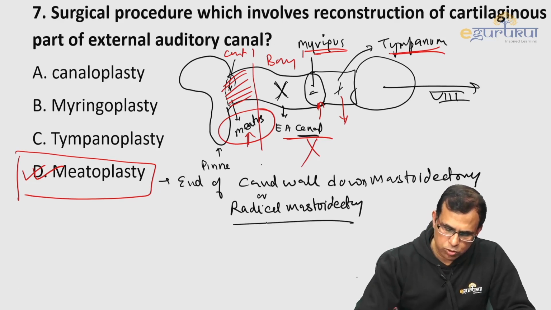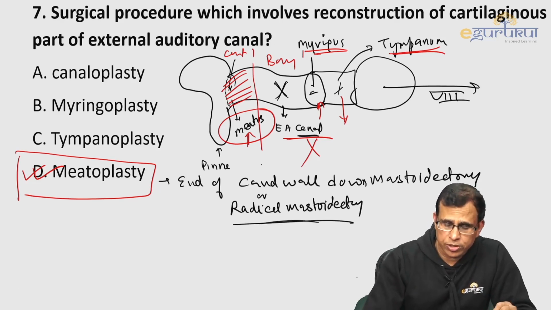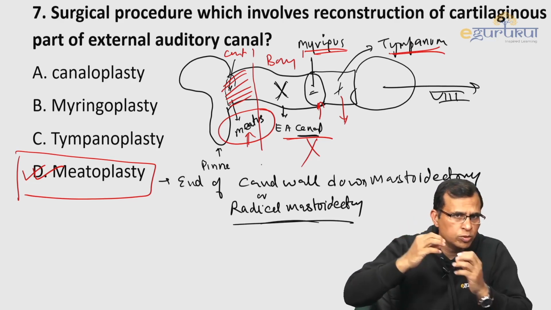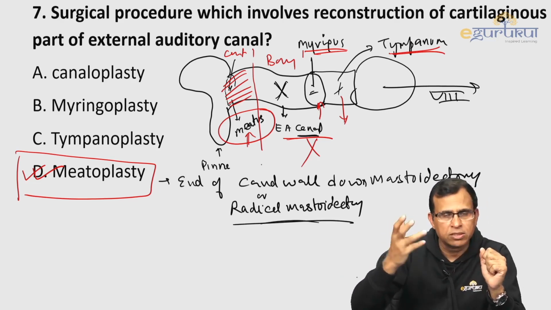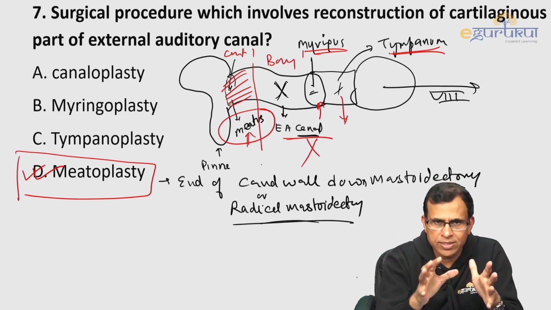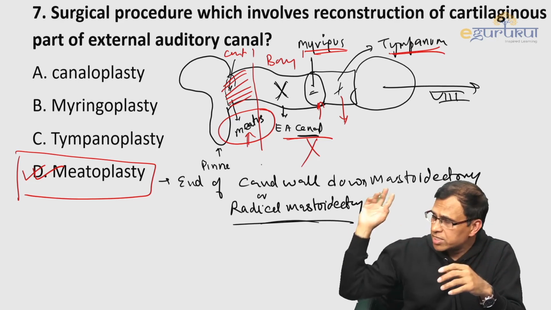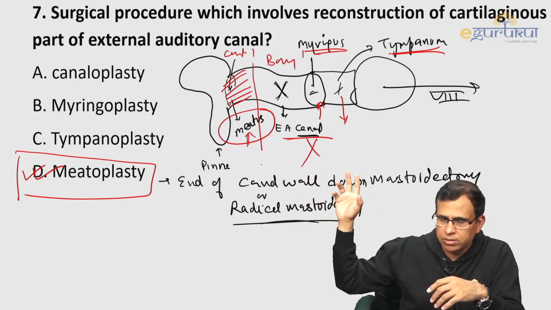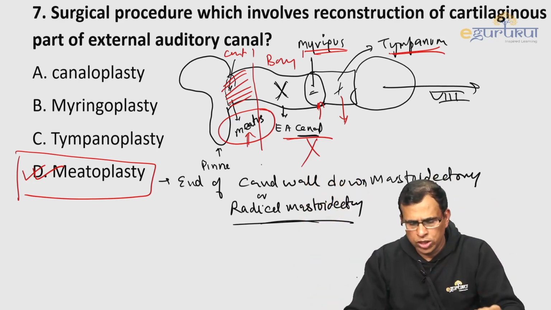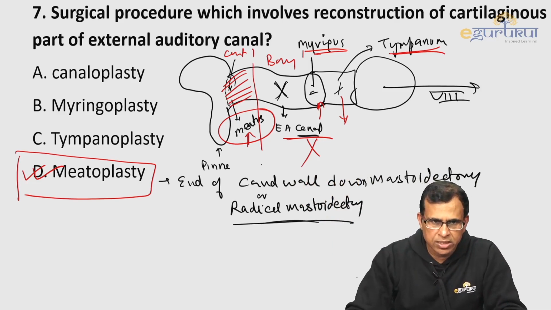So after these two surgeries, which are common surgeries, this opening of the canal has to be widened. That becomes a meatoplasty. That's why this name is important at the end of the mastoid surgery. But if you remember these terms, then it becomes very easy to know in which part of the ear what type of surgery is done.